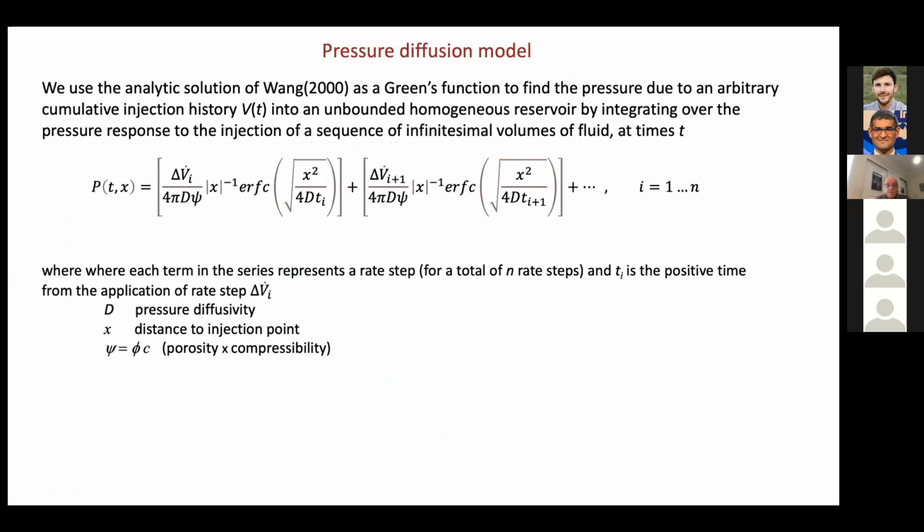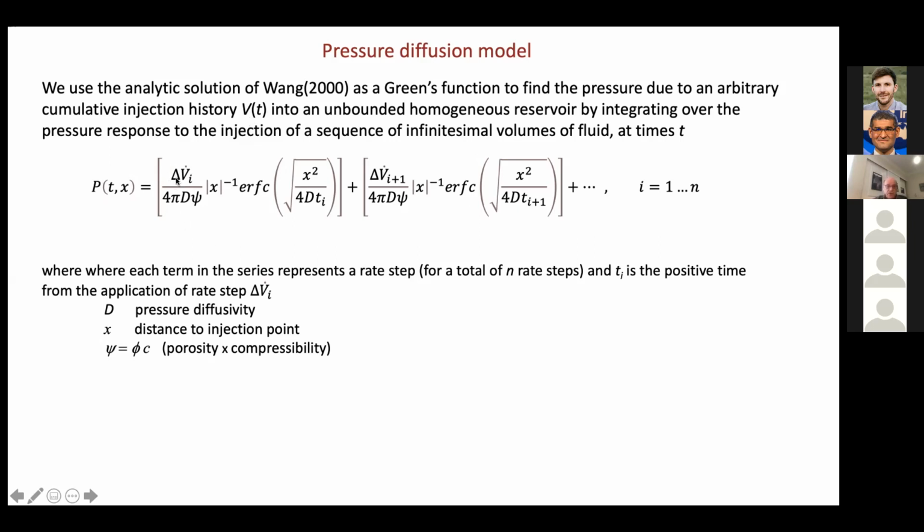Now, in the simulations I'm going to show in a moment, we use just a very simple pressure diffusion model. And it's based on Wang 2000. And we use it as a Green's function to find the pressure at various distances from an injection point as a function of time. This is Wang's basic solution for Green's functions for pressure, for changes in injection rate.